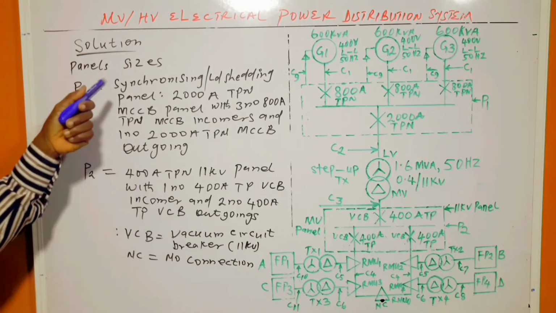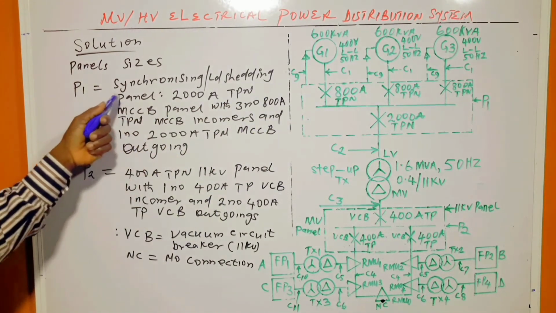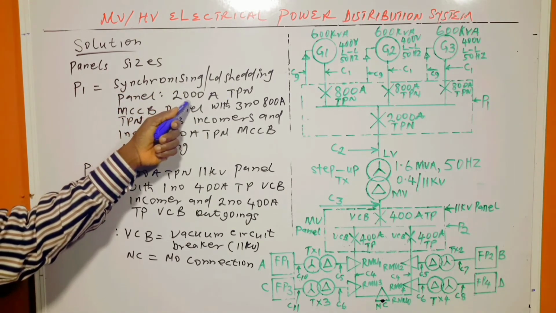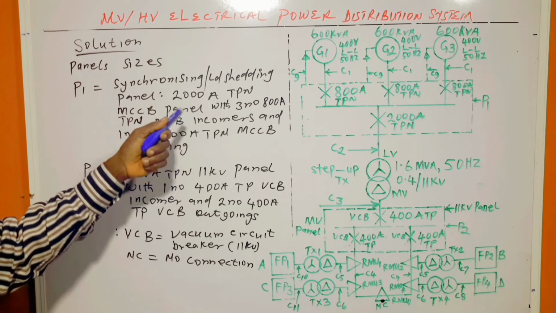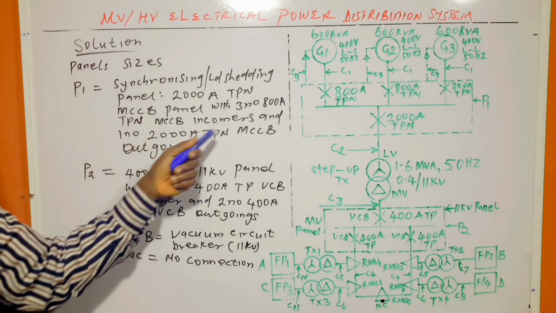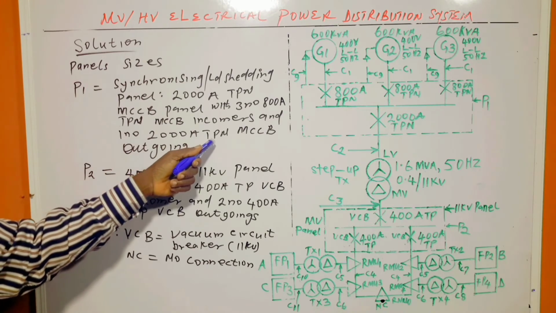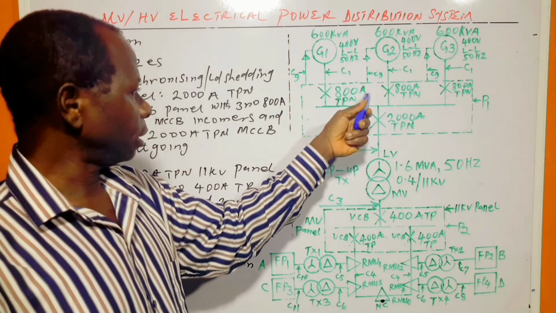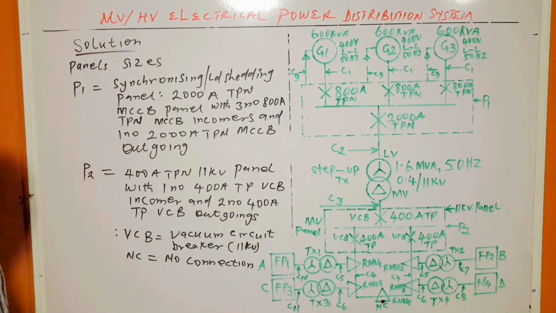And these are the sizes of the panels. This panel is P1. P1 is a synchronizing / load shedding panel, 2000 ampere TPN MCCB panel, that's the rating. Alright, with 3 number 800 amp TPN MCCB incomers, and 1 number 2000 ampere triple phase with neutral MCCB outgoing. These are the incomers, and this is the only outgoing that we have there.